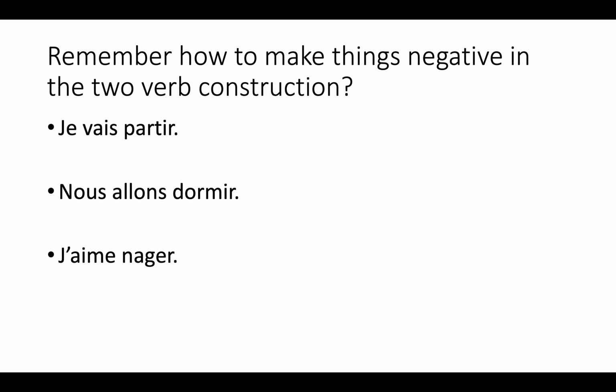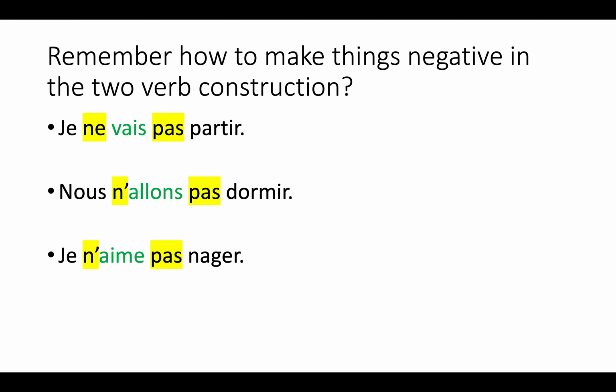Now, let's just see if you guys remember. How do you make something negative in the two verb construction? That's the conjugated verb. The ne pas goes around the conjugated verb. Je ne vais pas partir.